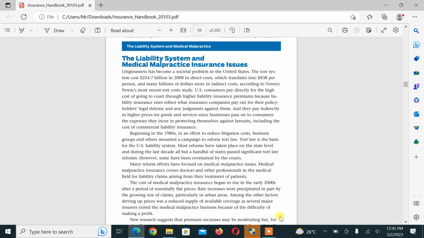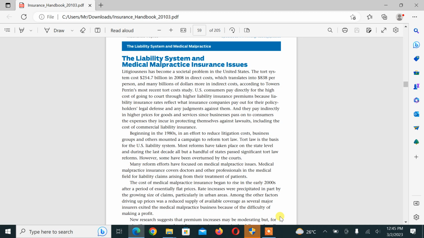Beginning in the 1980s, in an effort to reduce litigation costs, businesses, groups, and others mounted a campaign to reform tort law. Tort law is the basis for the U.S. liability system.